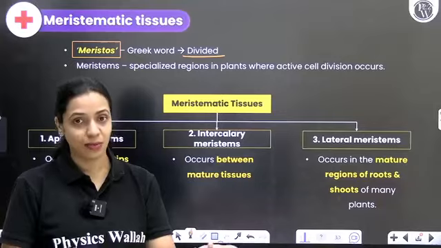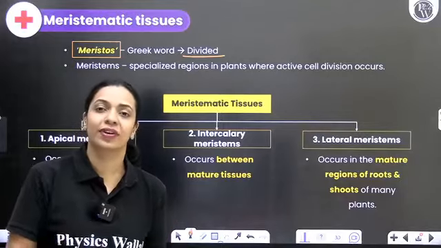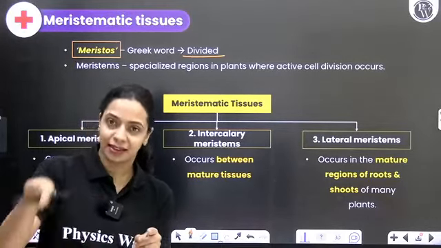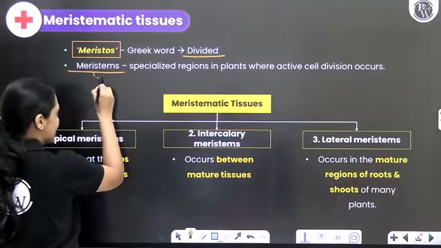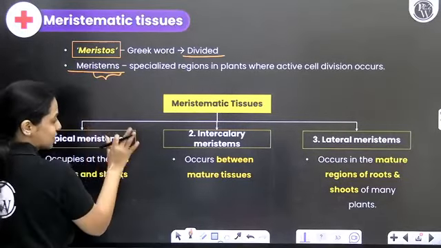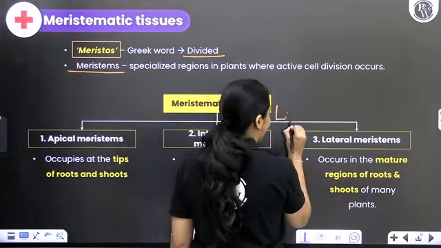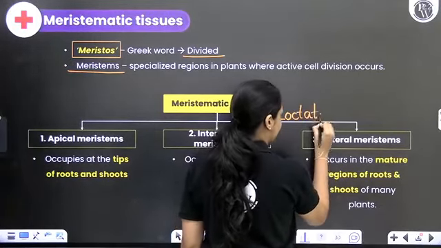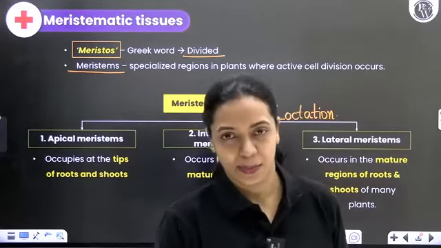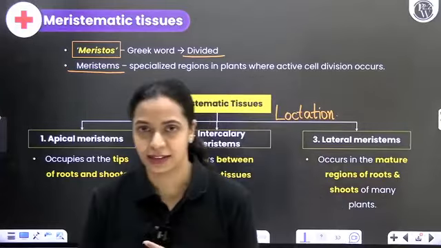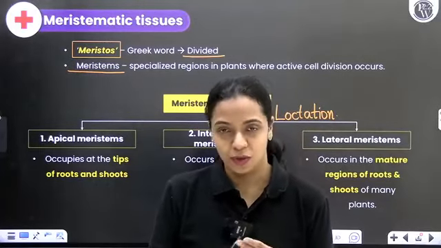You can find that in the stem, you can find that in the root, you can find it in different parts of the plant. Wherever in the plant you find meristematic tissue, that specialized region is referred to as meristems. Meristems are not restricted to stems, okay. Now, depending upon the location where these meristematic tissues are located, you can categorize them into three different groups. The first one is apical meristem, the second one is intercalary meristem, and the third one is lateral meristem. We'll learn about each of these one by one.